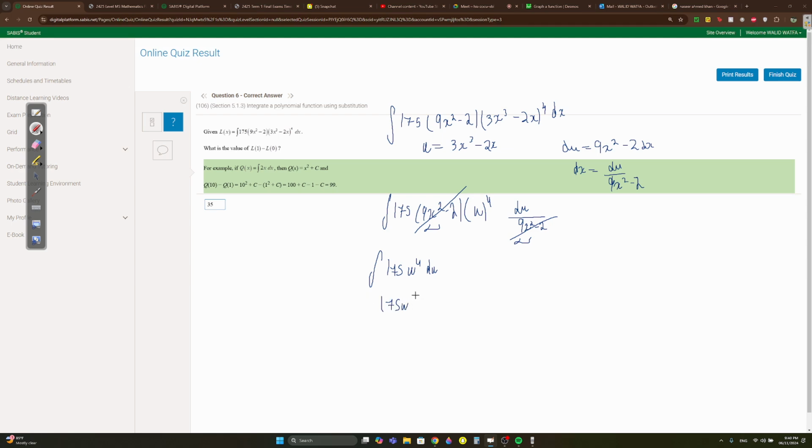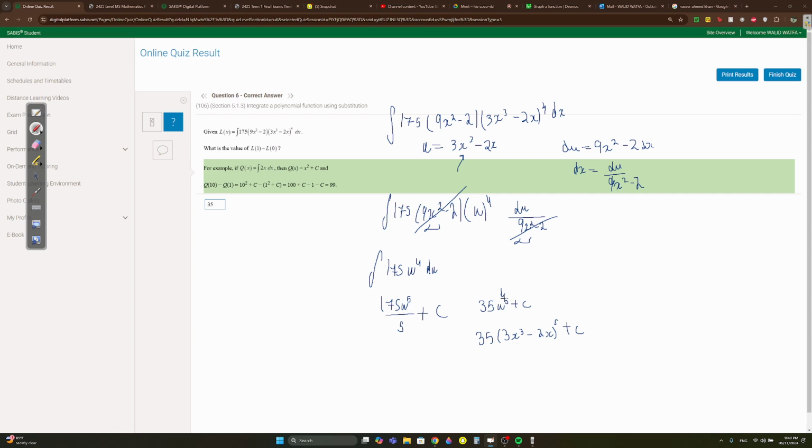You drag 175u down, add 1 to the power, divide by that power, plus c. So you're going to get 175 divided by 5: 100 divided by 5 is 20, 75 divided by 5 is 15. So you get 35. So 35u to the power 5 plus c. u is 3x cubed minus 2x. So 35 times (3x cubed minus 2x) to the power of 5 plus c. Just like this, we integrated it.